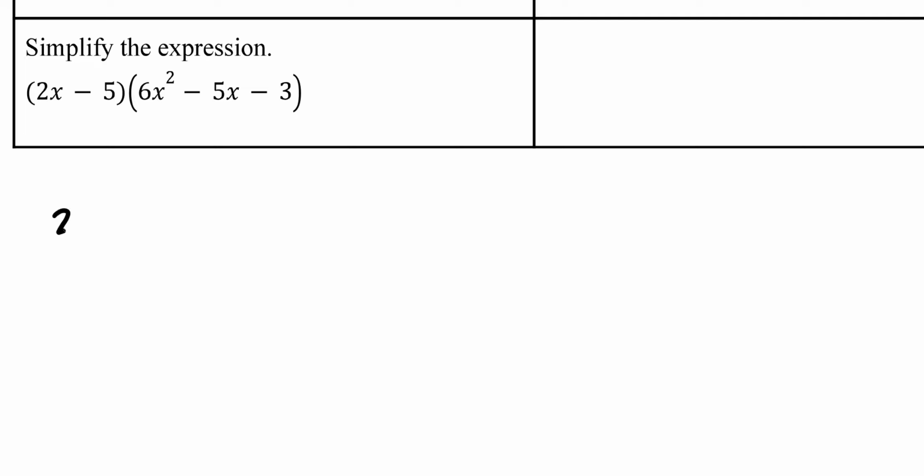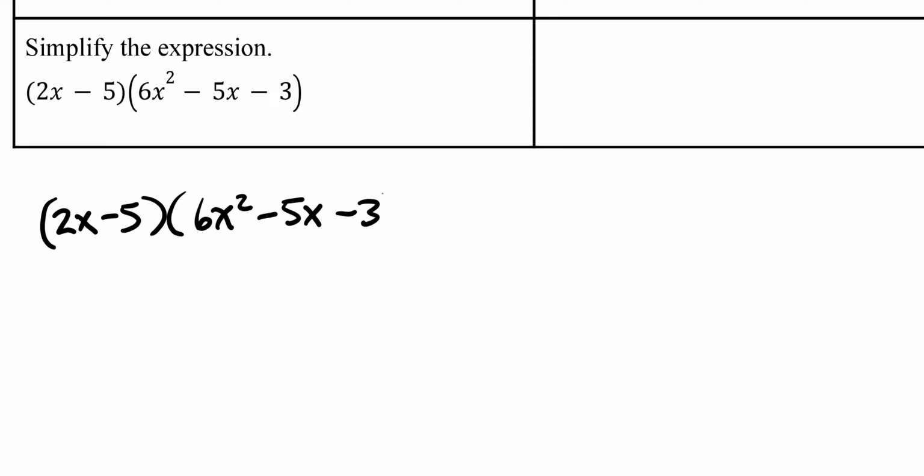So first off here, I've got 2x minus 5 times 6x squared minus 5x minus 3. You can choose whichever way you like better, or if there's some other way that you want to do it, that's great. Just make sure you can justify your answer. 2x times 6x squared. Let's take care of that one first.